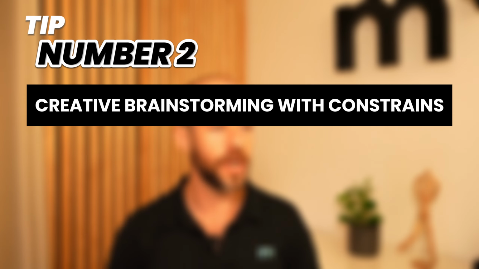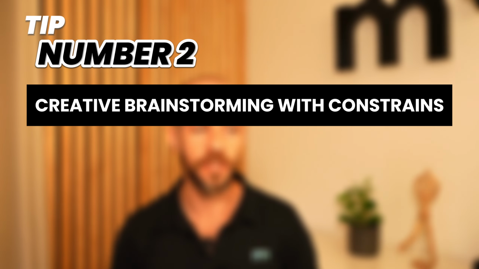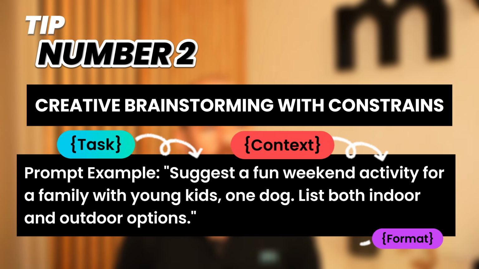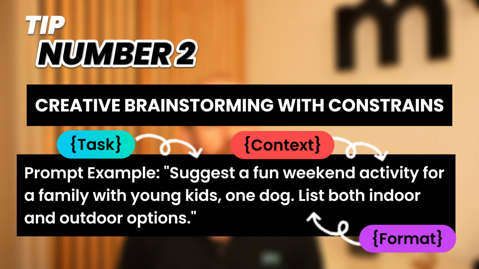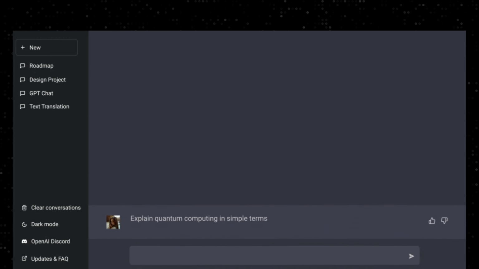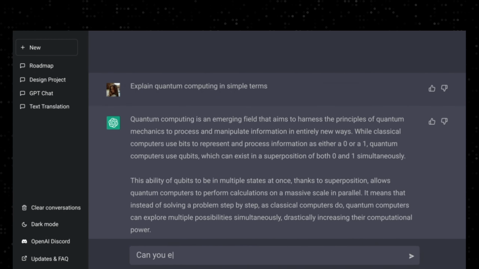Tip number 2, creative brainstorming with constraints. Prompt example: suggest a fun weekend activity for a family with young kids, 1 dog, list both indoor and outdoor options. This technique is commonly used to push the AI to combine unique elements and conditions. This approach can help us think of new innovative ideas and is great for brainstorming.